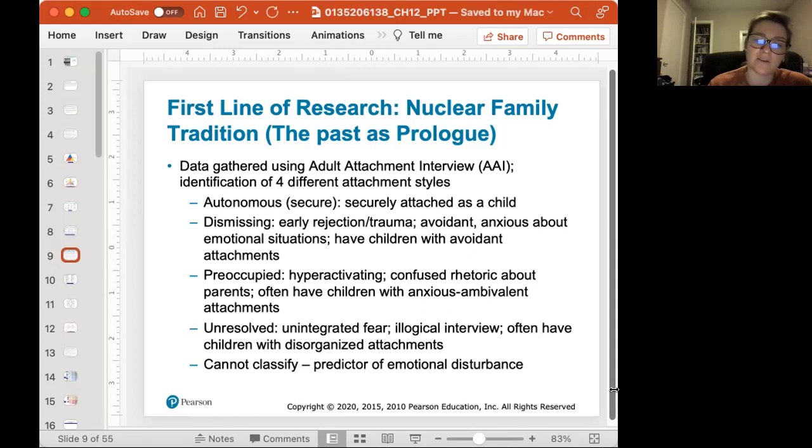Dismissing is an early rejection and trauma related type of attachment style, where they're avoidant, anxious about emotional situations, and the person with dismissing attachment style will more likely have children with avoidant attachments. The preoccupied attachment style is likely due to hyperactivating. There's confused rhetoric about parents. Am I the parent? Are they the parent? Am I responsible? Are they responsible? Different things like that. And often they have children with anxious, ambivalent attachments. Unresolved attachment has to do with unintegrated fear, illogical interviewing, and they often have children with disorganized attachments. And then some cannot be classified, which may be a predictor of emotional disturbance, meaning like sociopathy or psychopathy, where there's no empathy.